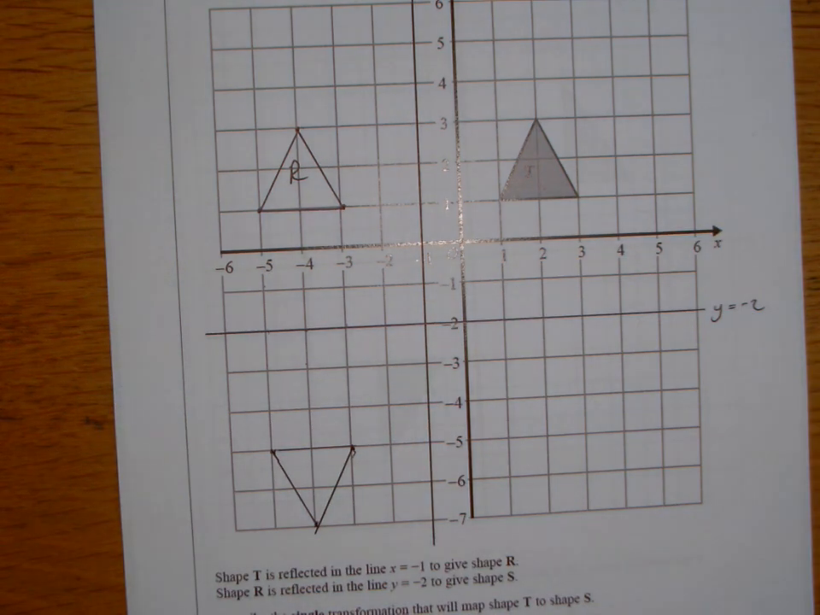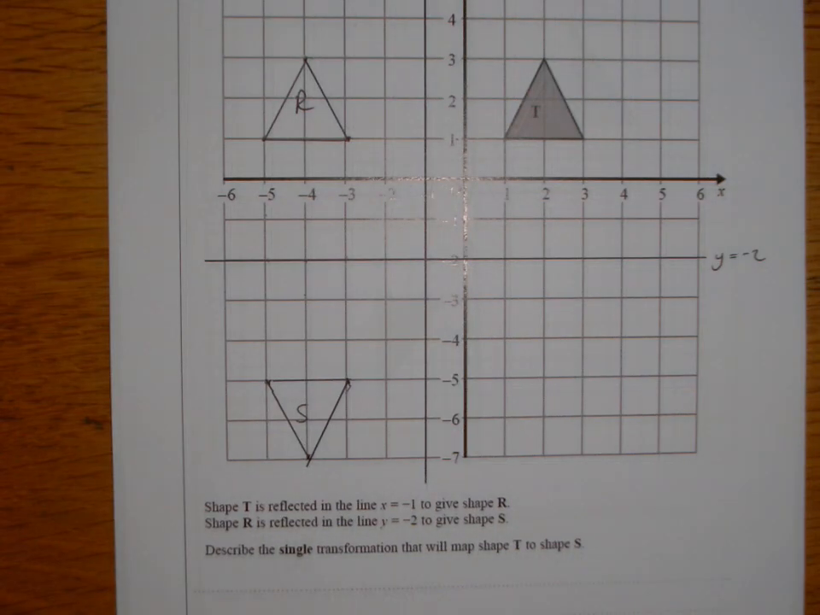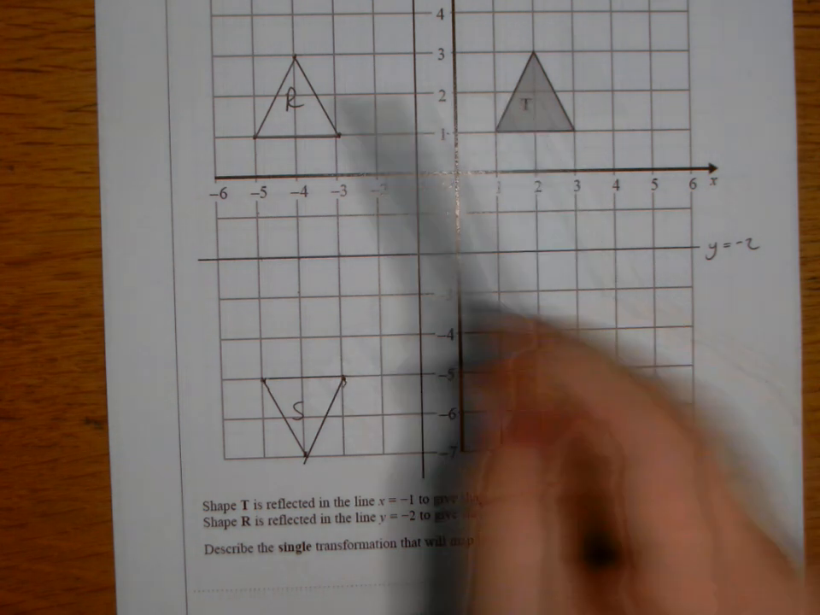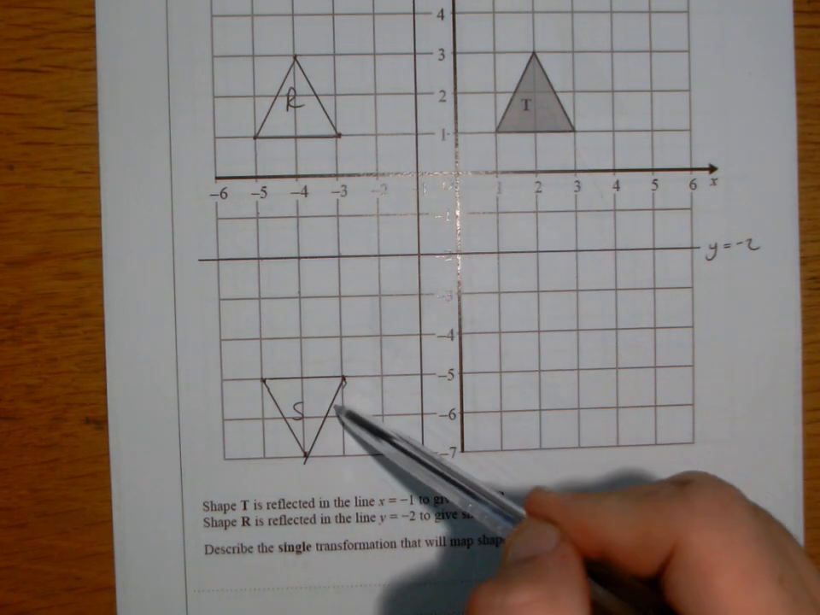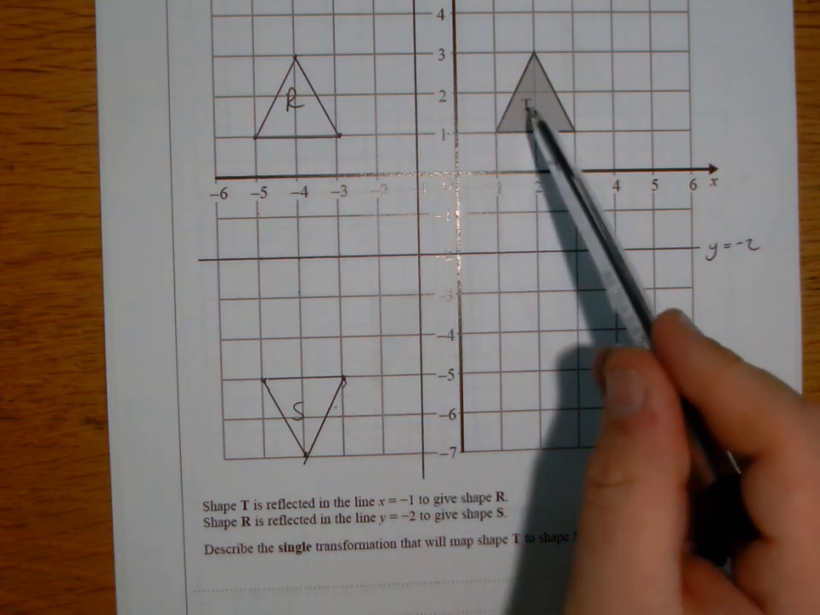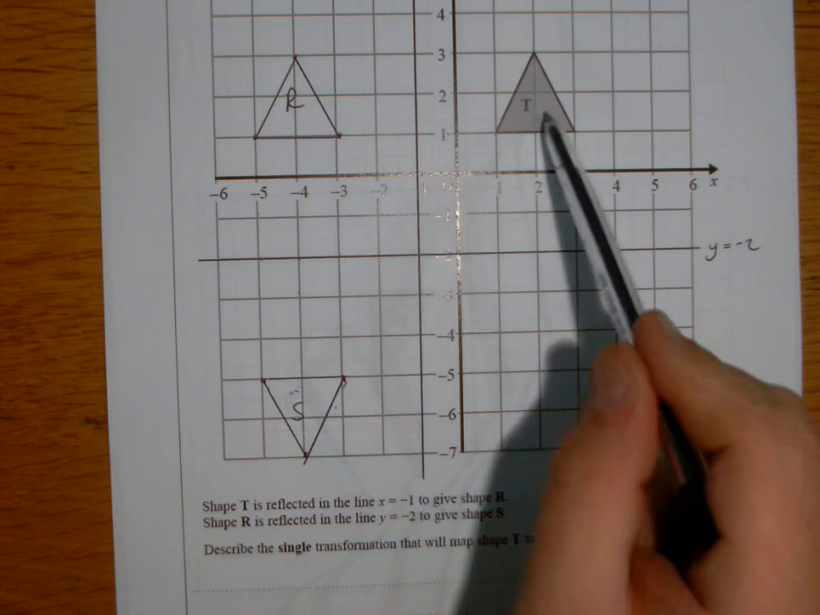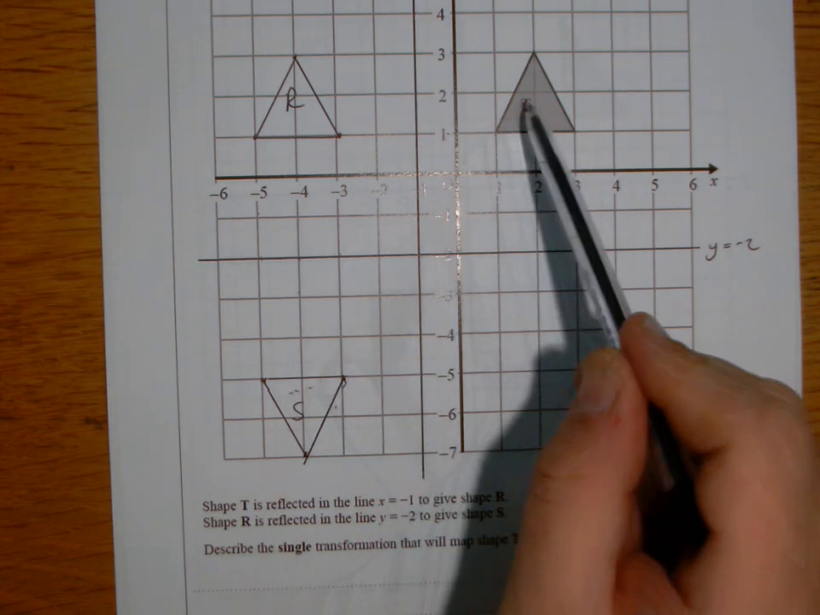Then it says describe the single transformation that will map shape T to shape S. So instead of doing these reflections that we've done here, how would you go directly from here to here? And what we need to appreciate is, if I compare this to this, it looks like it's been rotated. Yeah, it looks like it's been rotated to get from S to T.